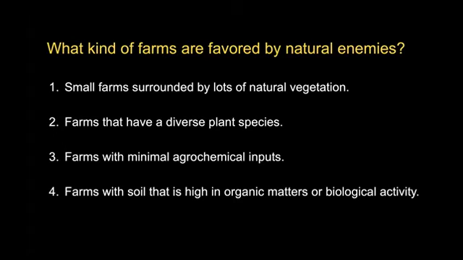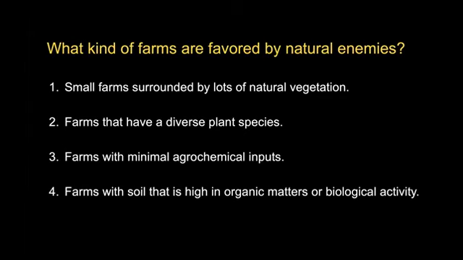There are several characteristics, and the most important characteristic is how diverse your plant species are. The more natural vegetation you have surrounding the farm, the better you are. You're probably going to have more natural enemies. And if you have a farm with more diverse plant species, that doesn't mean you grow more species of crop, but also you incorporate a lot of plant species that are non-crop but provide resources to the natural enemies, then your farm would be favored by natural enemies. You're probably going to have a lot more of them.